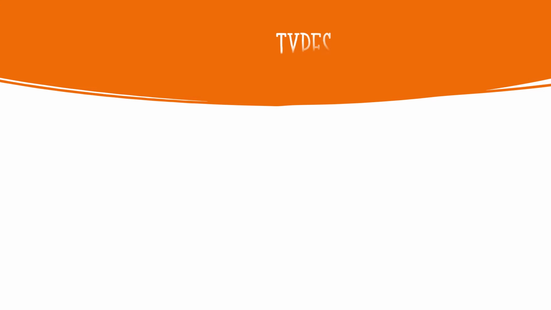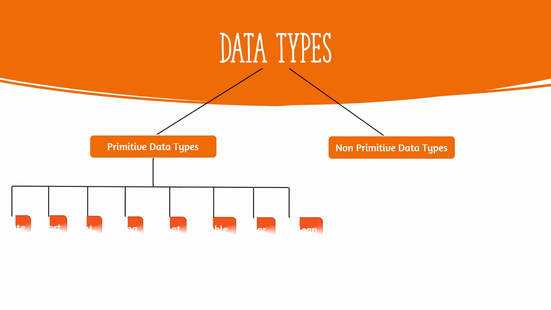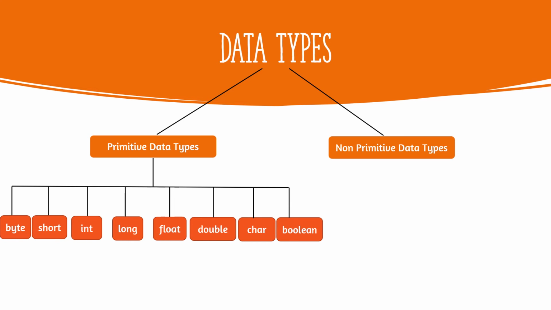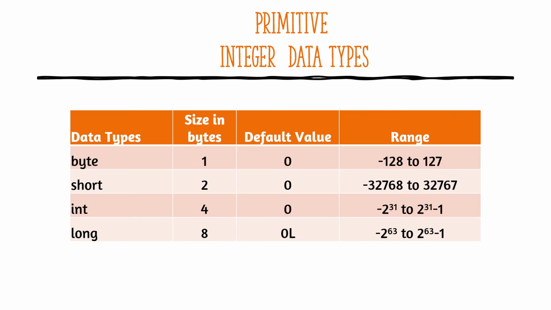Now we can see the different types of data types. Data types are divided into primitive and non-primitive as we have already discussed, and there are 8 types of primitive data types. They are byte, short, int, long, float, double, char and boolean. Non-primitive data types, which are derived from the primitive data types, can be classified as class, arrays and interface. Now we can discuss primitive data types in detail. First of all, the primitive data types that can store only integer numbers: they are byte, short, int and long.